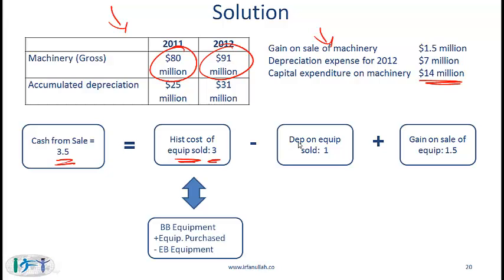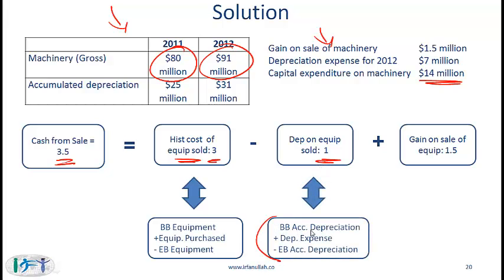And then you subtract the depreciation on equipment sold, that's 1. And you get that using this expression: beginning balance accumulated depreciation, which is 25, plus depreciation expense 7, minus accumulated depreciation at the end 31, so that should give you 1. And then gain on sale of equipment from the income statement is 1.5. Put these numbers together and you should get 3.5.